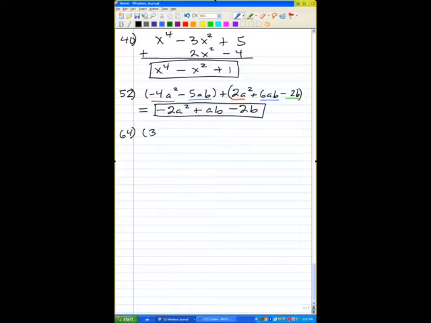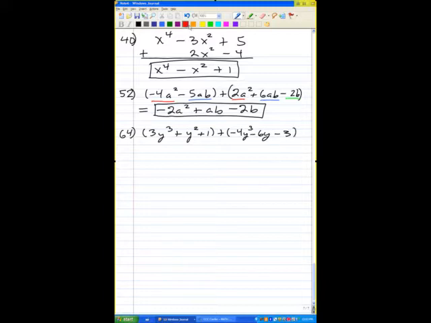3y cubed plus y squared plus 1 plus negative 4y cubed minus 6y minus 3.